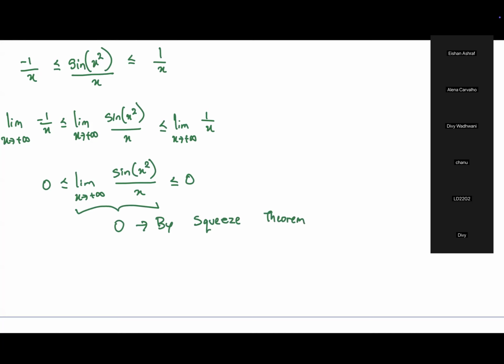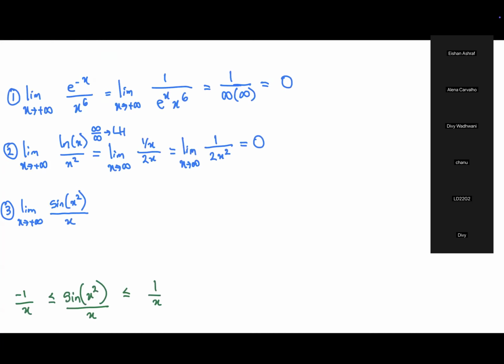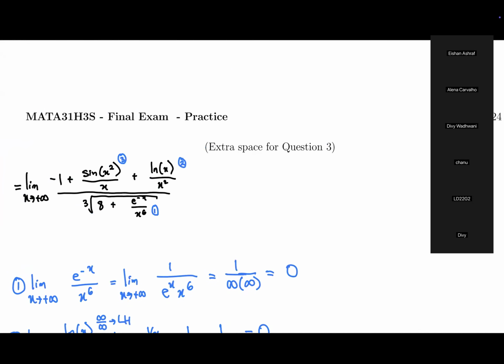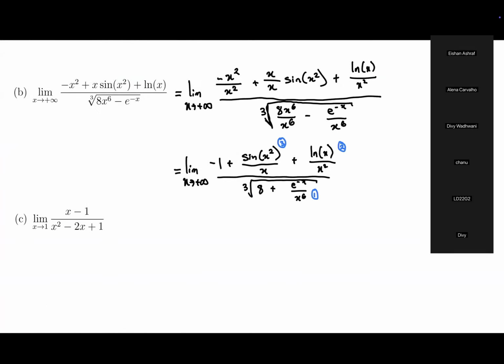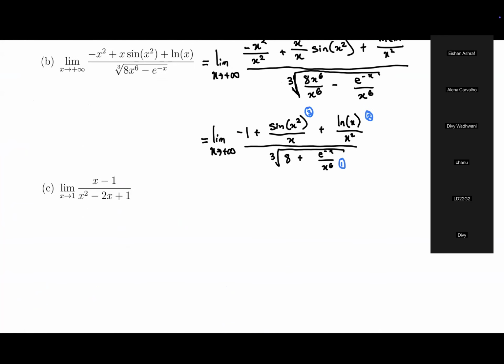By squeeze theorem, we know that this limit gives us the value of 0 as well. So all three of our problem terms, this one, and this one, they all end up evaluating to a constant. That's really helpful for us. If we come back up here, we're basically just dealing with constants. If we apply direct substitution for every single term, we're working with constants. So we'll do just that.